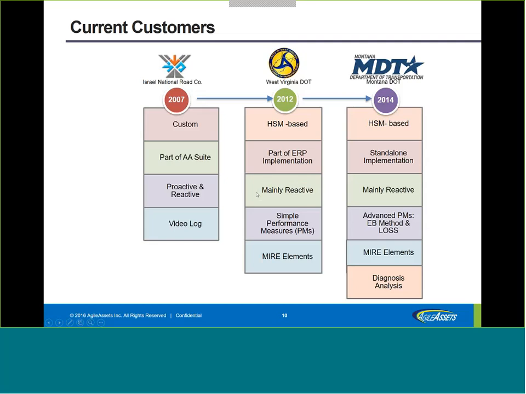In West Virginia, the performance metrics were very simple. We used very simple performance measures, and that was mainly the reactive process. And we started using the MIRE elements in the West Virginia implementation.